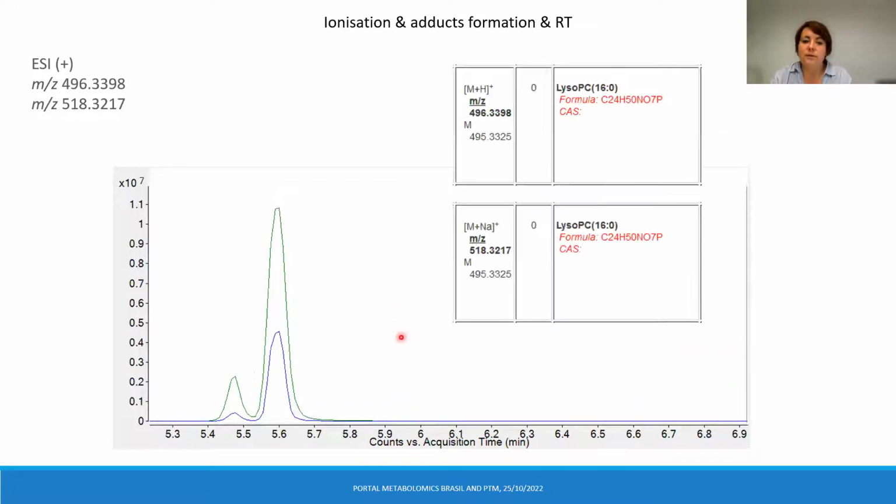Therefore, I went back to the databases, and what I found is that this second M over Z might correspond to LysoPC 16:0, but sodiated one. And the question is if those candidates make sense. Looking even only at their abundance, yes, it's really reasonable, because the protonated form is more abundant than the sodiated one. They have the same retention time, so it makes sense. And indeed, later performing MS/MS, I confirmed that both of these signals correspond to exactly the same molecule.